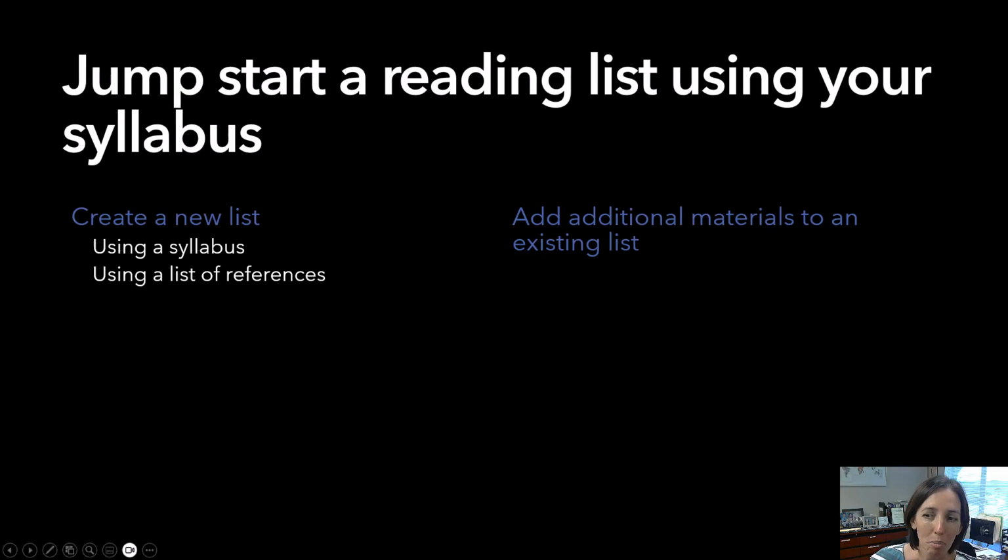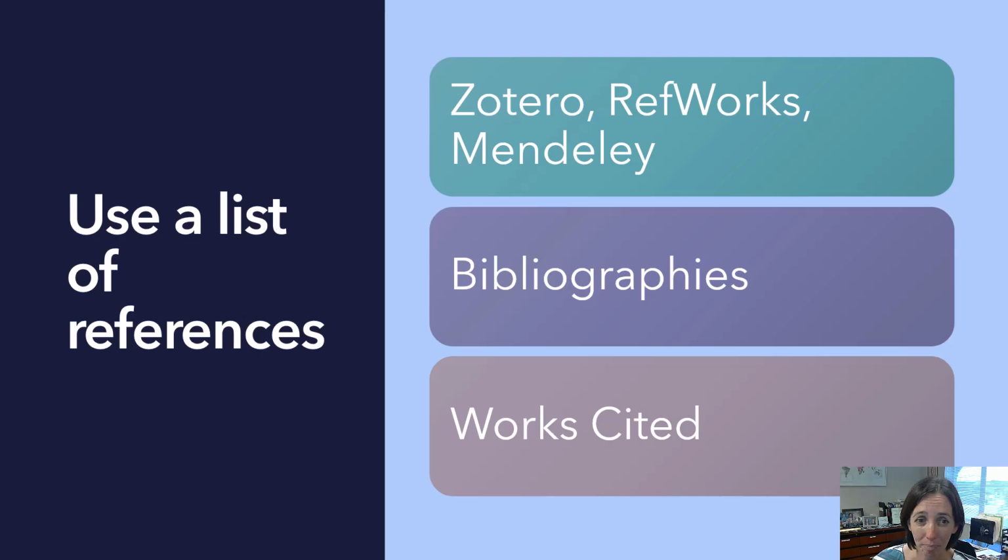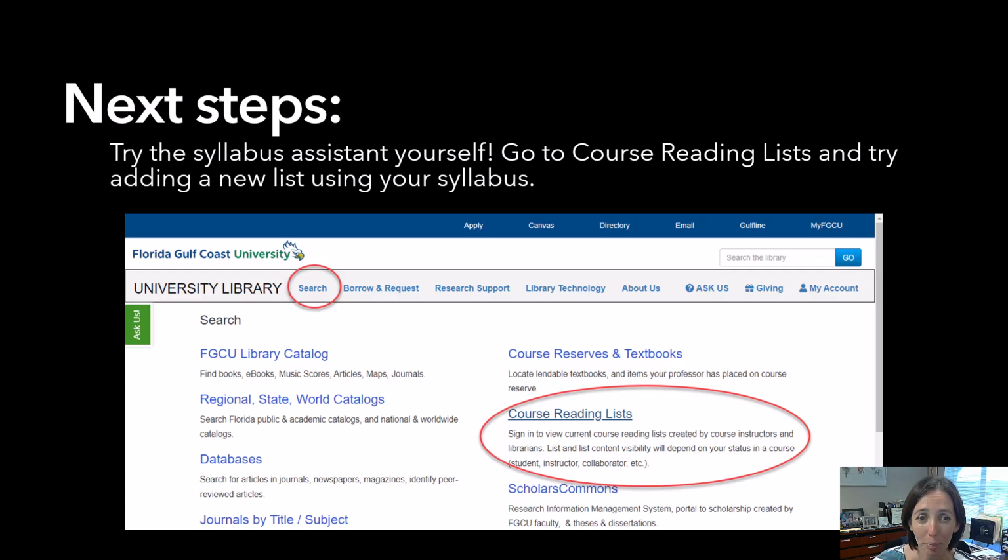Okay, so to recap what we looked at, we learned a little bit about the course materials lists if you didn't know it already, and then I showed you how you can jumpstart those reading lists using a syllabus. You can create a new list using your syllabus or a list of references, or you can add additional materials to an existing list using that same method. If you want to use that list of references, you can use a citation manager that you might already use, like Zotero, RefWorks, Mendeley. I think I spelled that right. Or if you just copy and paste a bibliography or a works cited from somewhere and paste that into your reading list, it should do a lot of that work for you.